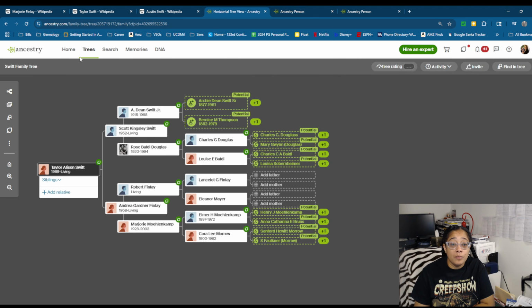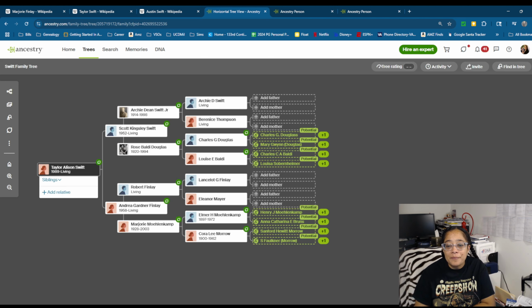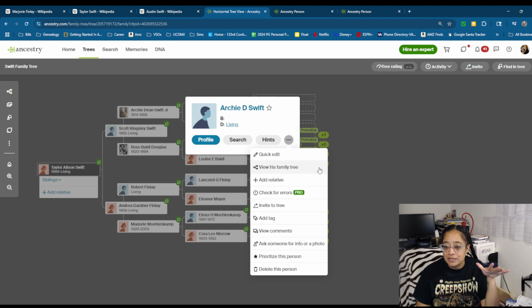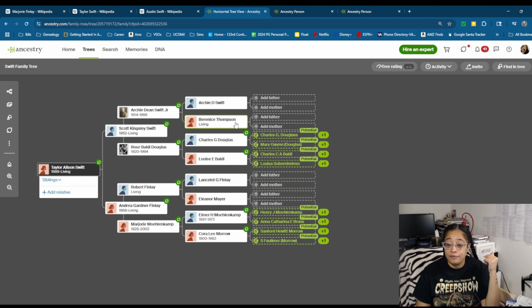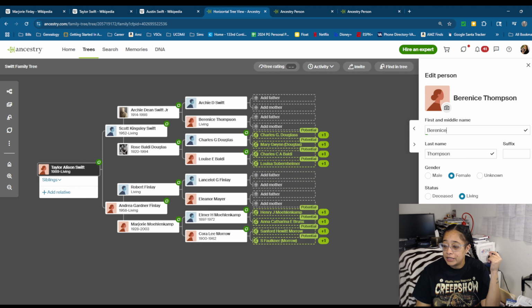And then I'm going to refresh our tree tab. Look at that, beautiful. See, again, it did the whole living thing. I'm not sure why it does this, but you can just quick edit. You can quick edit here in the tree, or you can also quick edit on the person's profile. Okay, quick edit. And that person is deceased.